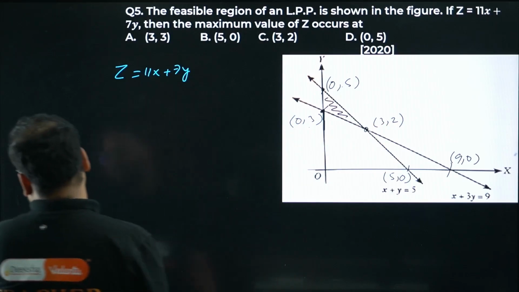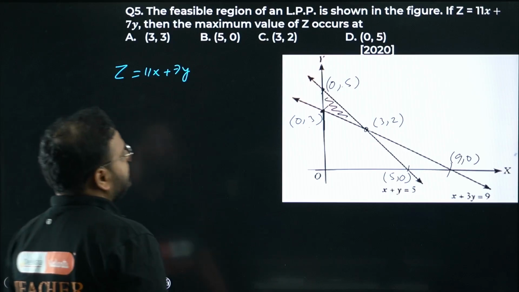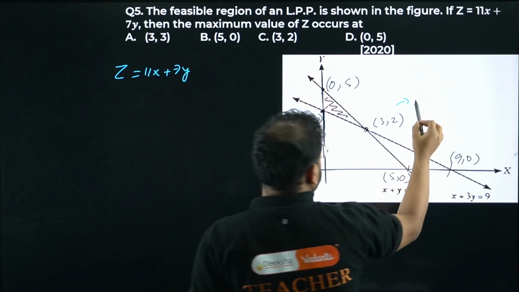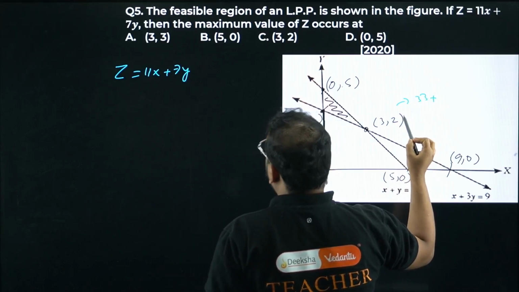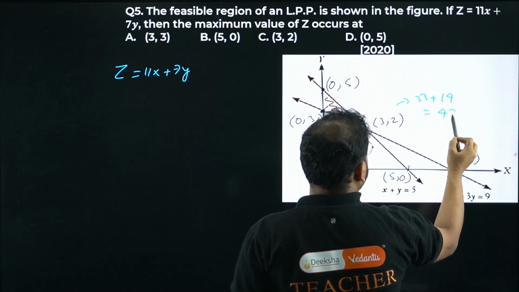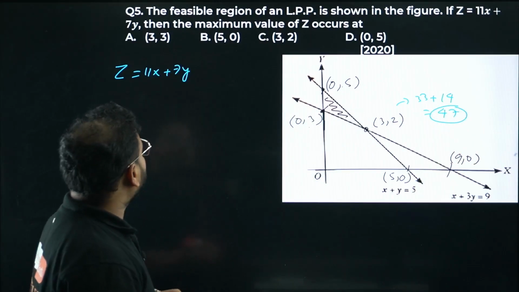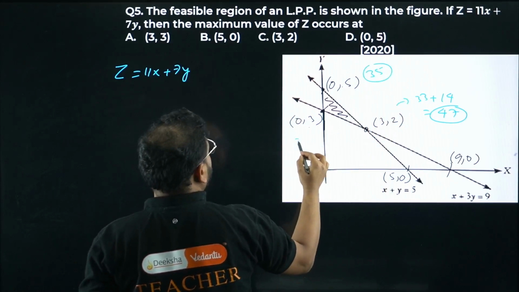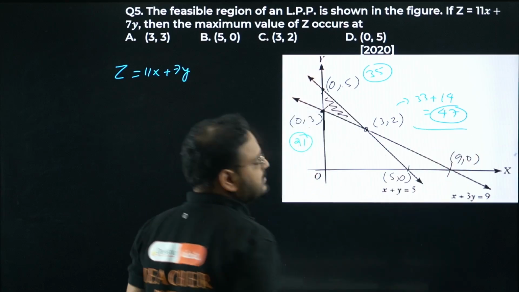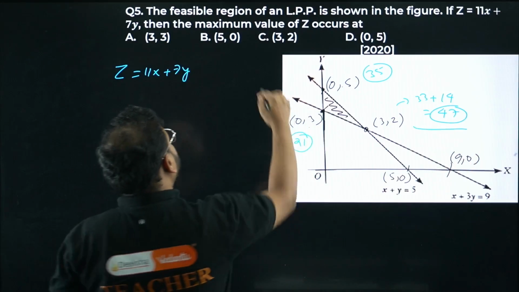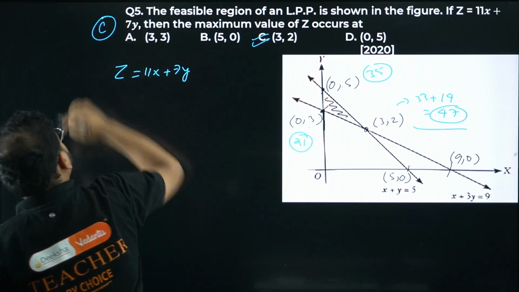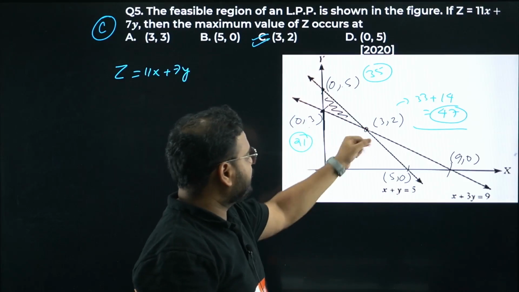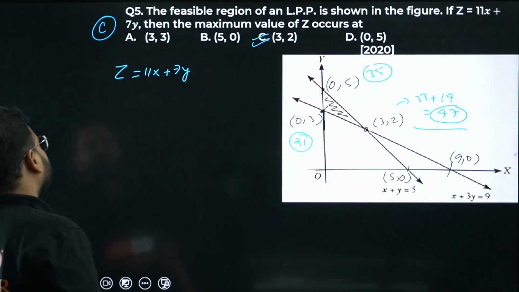I'm looking for the maximum value. At this point I'll have 3 into 11 is 33 plus 14, so we have 47. What about this? At this point we'll have 35. And over here I'll have 21. So this is clearly my maximum value, 47. Hence option C is correct for the 5th one. The maximum occurs at (3, 2). 5 is done.